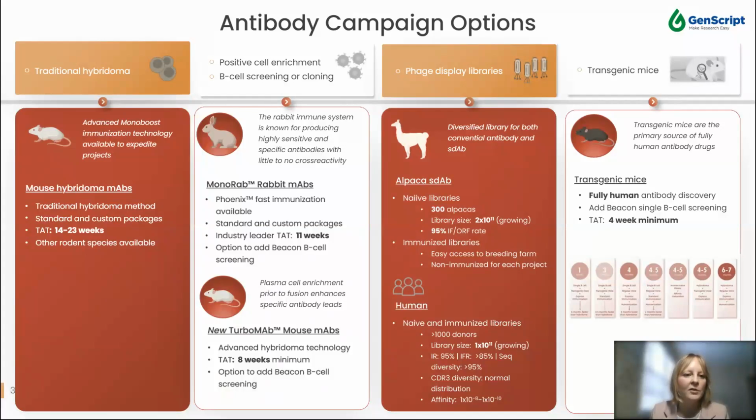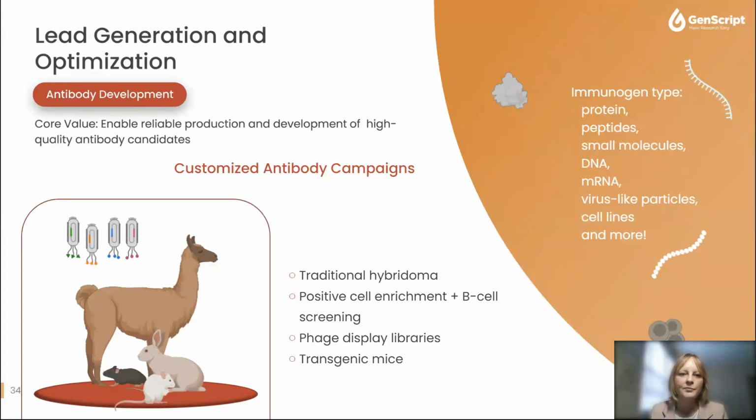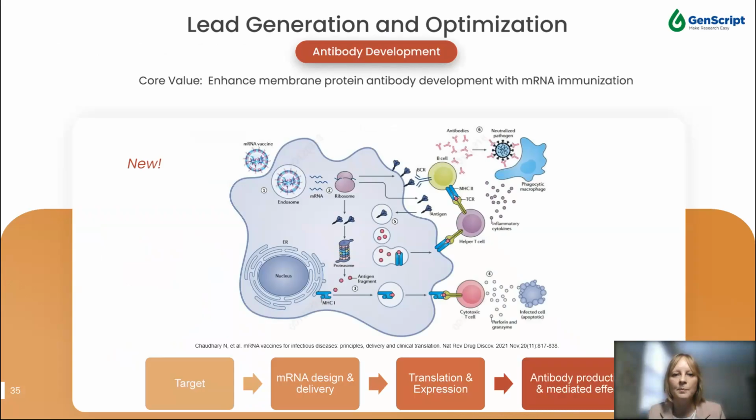We also have phage display libraries that support our single domain antibody development using alpacas. This includes access to naive and immunized libraries. And then if you're looking for fully human antibody discovery, we also have the option for transgenic mice. As you customize your campaigns, we do support a variety of immunogen types, including protein, peptides, DNA, and cell lines.